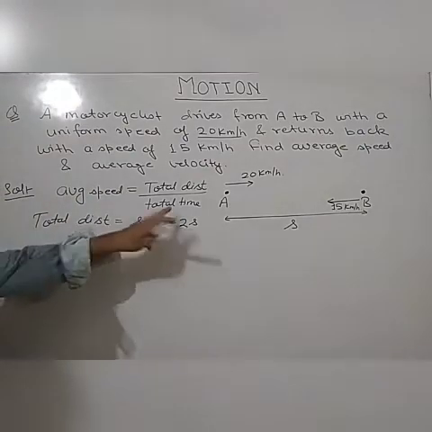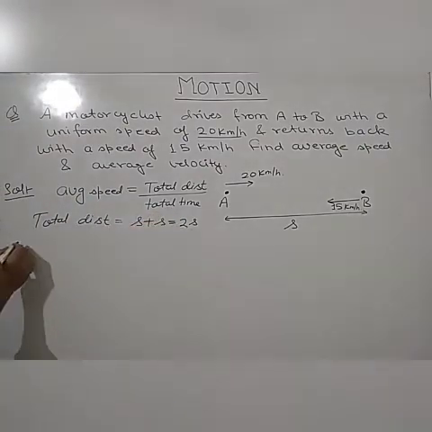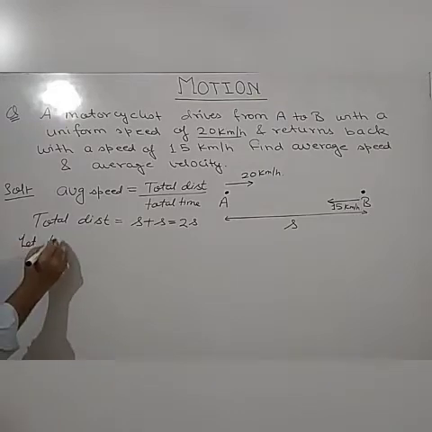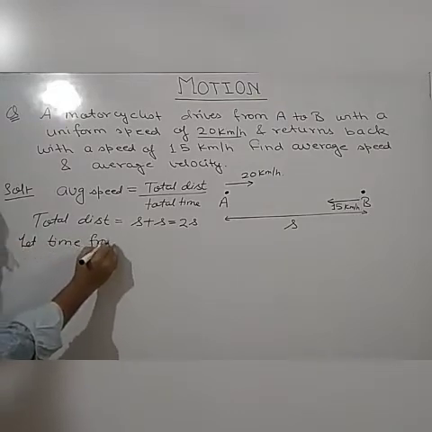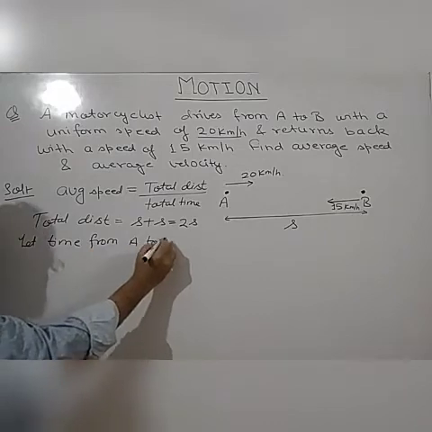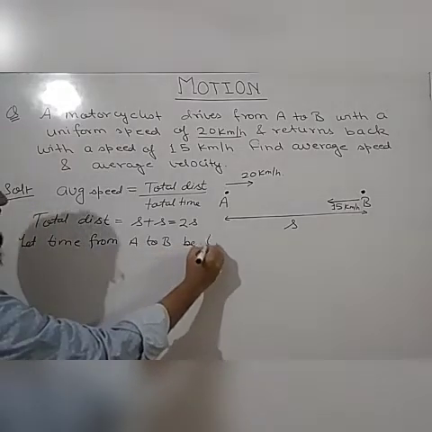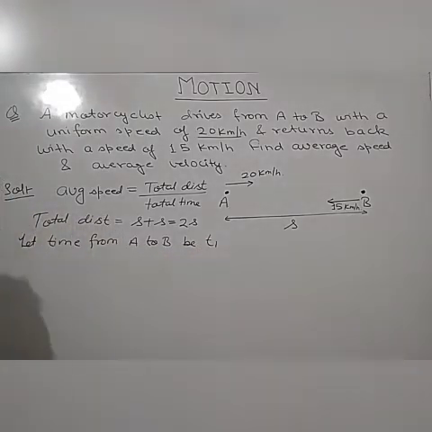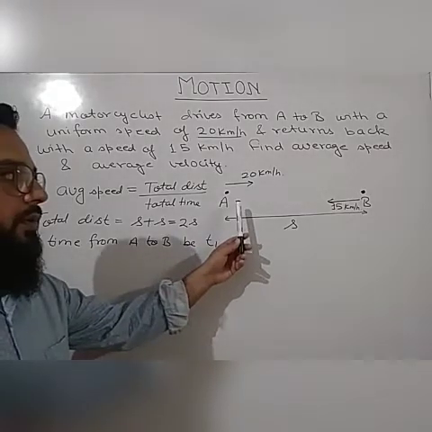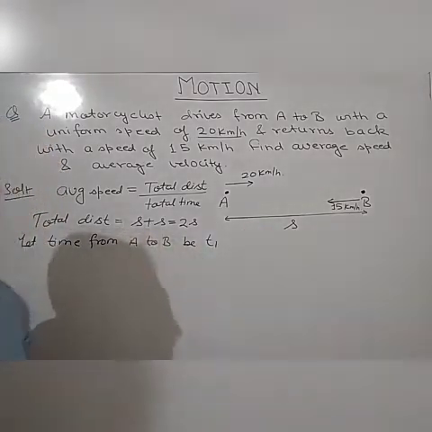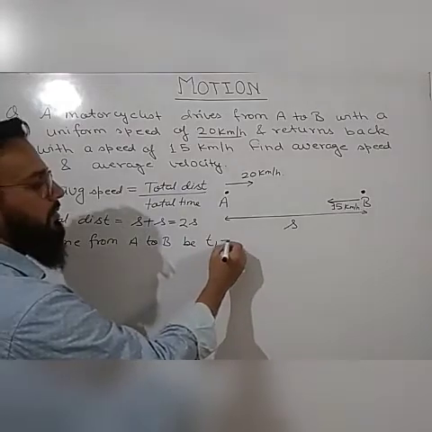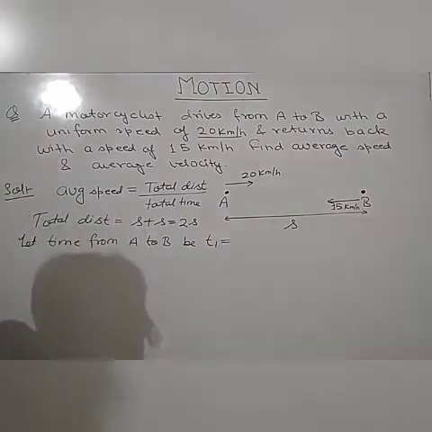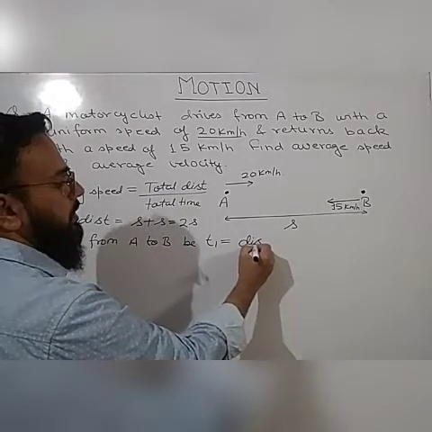Now we have to find total time. So let the time from A to B be T1. Let us consider the time taken for moving from A to B. That time is T1. And what is the formula of time? The formula of time is distance upon speed.